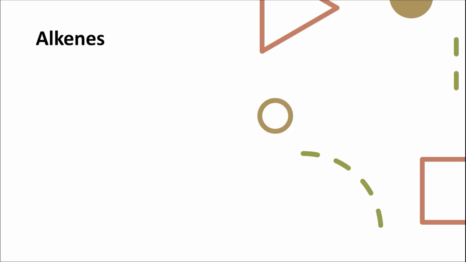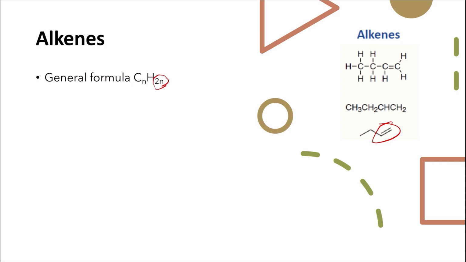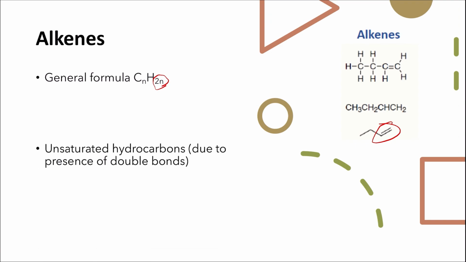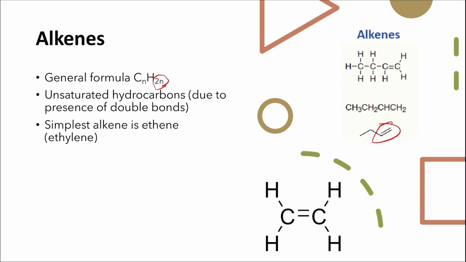Alkenes are the second class of hydrocarbon. These are unsaturated hydrocarbons. They contain double bonds. The general formula for alkenes is CnH2n, so they have two hydrogens fewer than the alkane. Whatever the number of carbons in the alkene, the hydrogen will be double that number. They are unsaturated hydrocarbons due to the presence of the double bond.